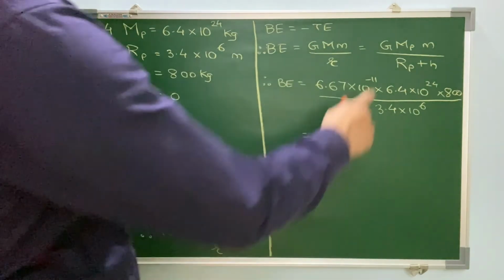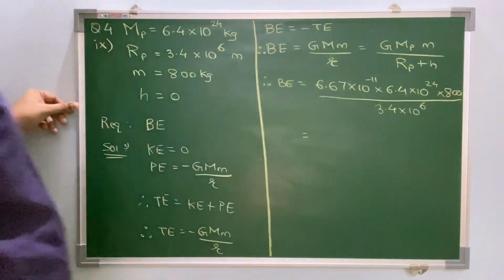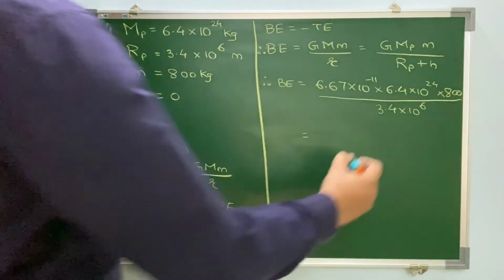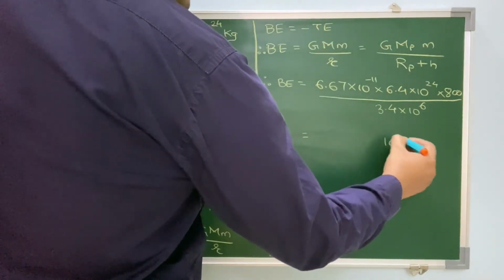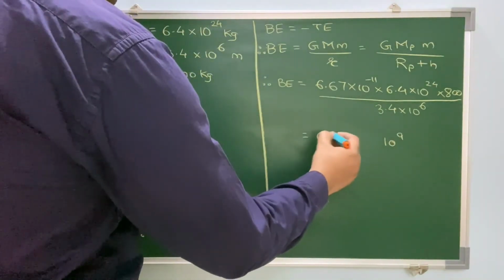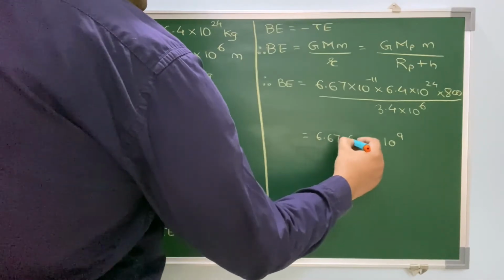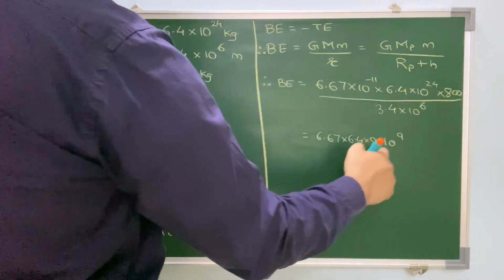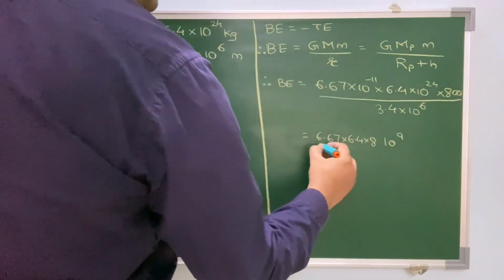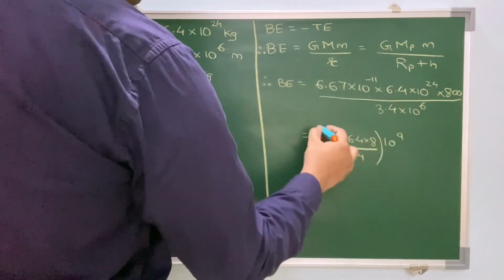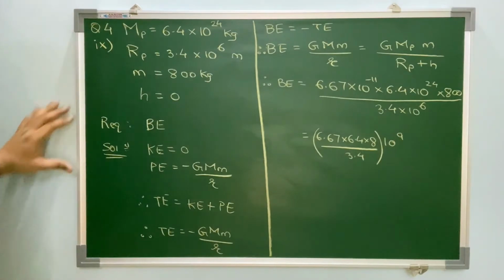So I have 10 raised to positive 15, and this 6 goes in the numerator. So I have 10 raised to 15 minus 6. That will give me again 10 raised to 9, just like the previous question. Then the digits which still remain are 6.67, 6.4, 8, right? 800. The two zeros we took away, but the 8 still remains. 3.4. So now the numerator is more than the denominator. All the numbers are more than 1.